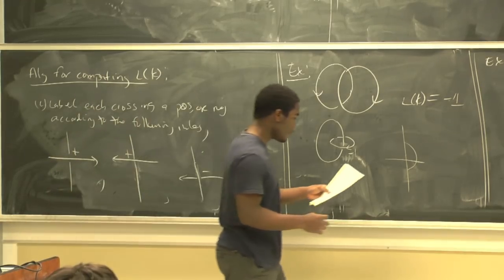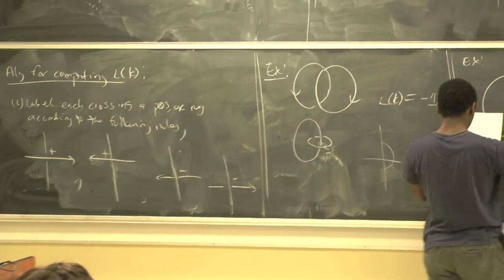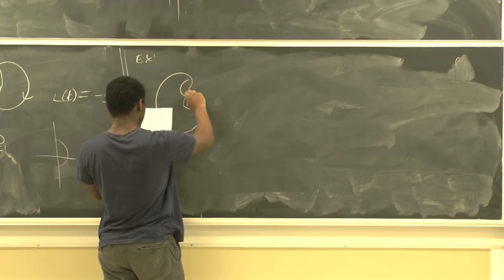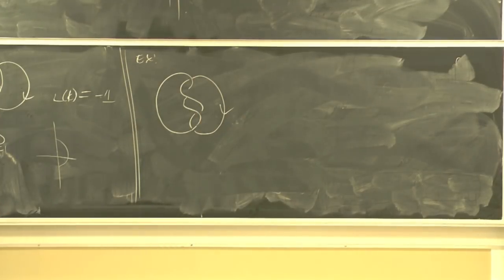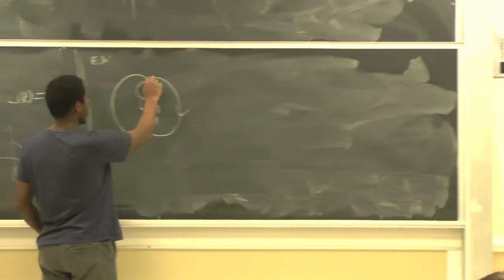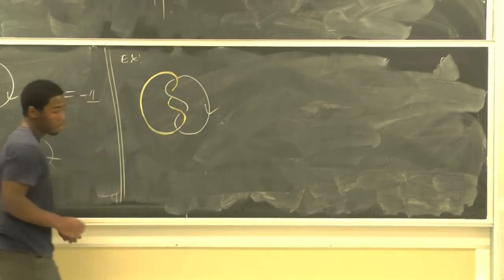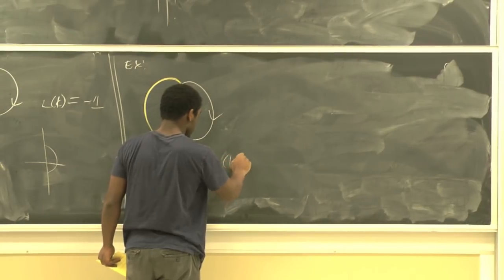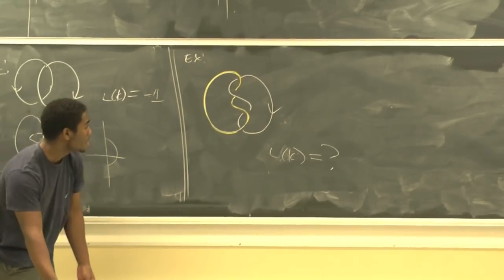Let's look at this next example, and then we can ask more questions about it. So what I'll do is go in here so we can distinguish that these two actually are different ones. So what's the linking number of this? Also negative 1?